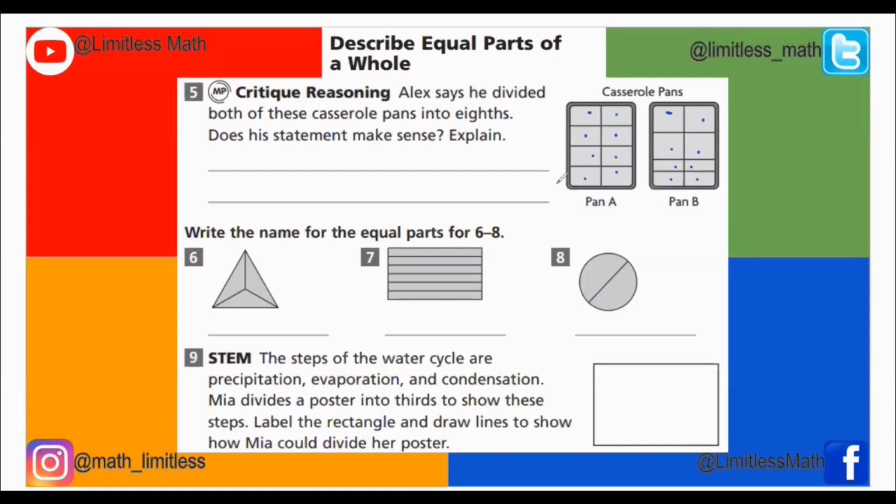Remember that parts have to be equal in order for us to say that we have divided it into eighths or halves or any amount of parts. So in this case, Alex's statement does not make sense. And the reason why is because pan B is divided into unequal parts.